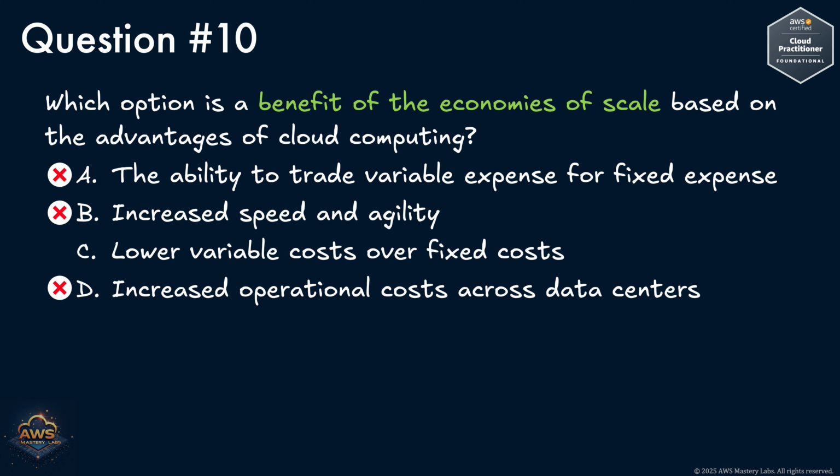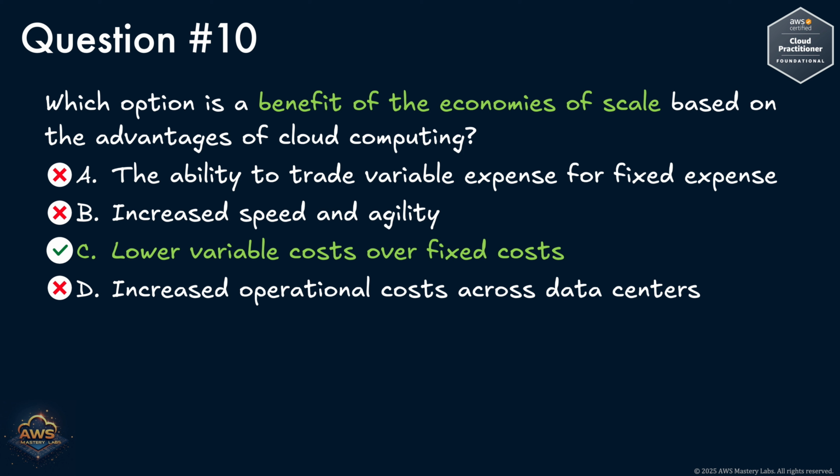Option D, increased operational costs across data centers. This goes directly against the advantages of cloud computing. Cloud providers aim to reduce operational costs by consolidating workloads, automating management, and optimizing hardware usage. Suggesting increased costs contradicts the premise of cost efficiency at scale. Incorrect, because this is a disadvantage, not a benefit, and it contradicts cloud principles.